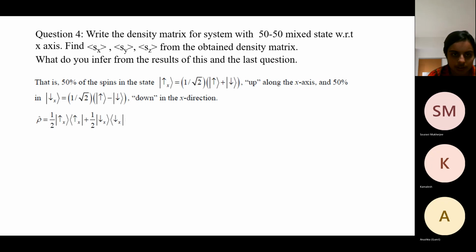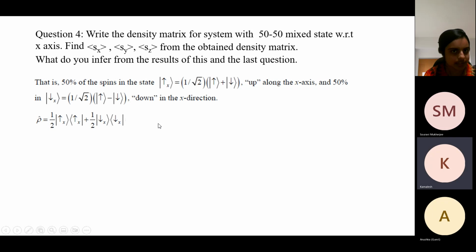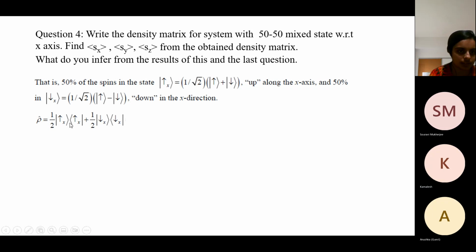Okay, so it should be something like this, right? Half of the outer product of the up states with respect to x and half of the outer product of the down states with respect to x. Yes, exactly, ma'am. Similar to what we did in the last question. Just the difference is that there the basis was with respect to z, now it is with respect to x, right?